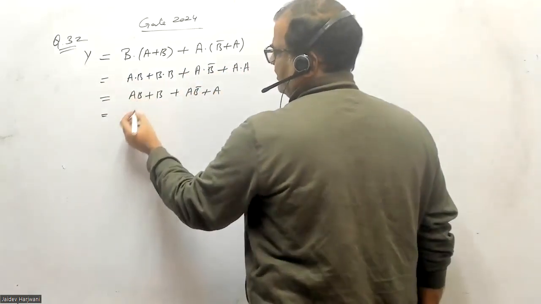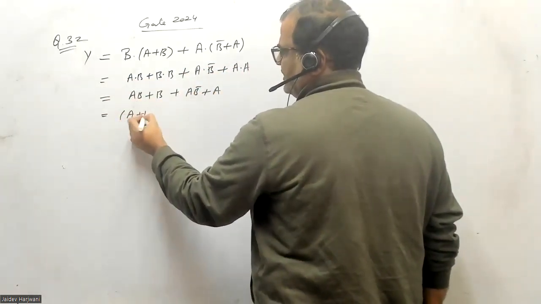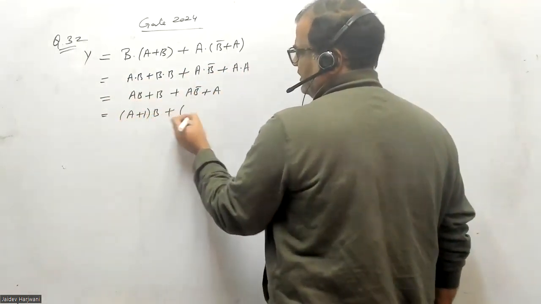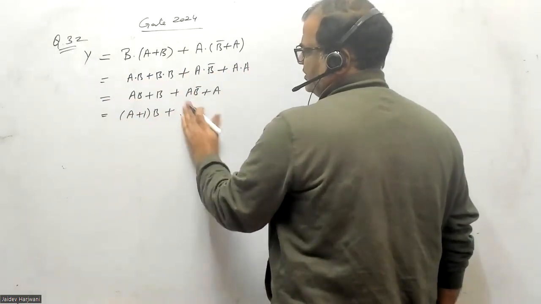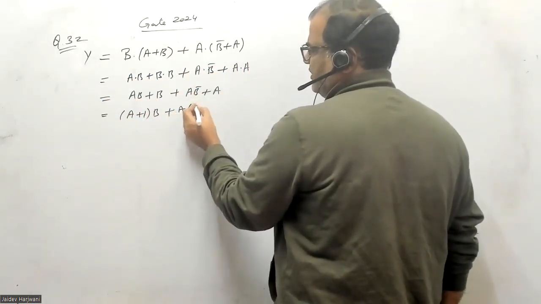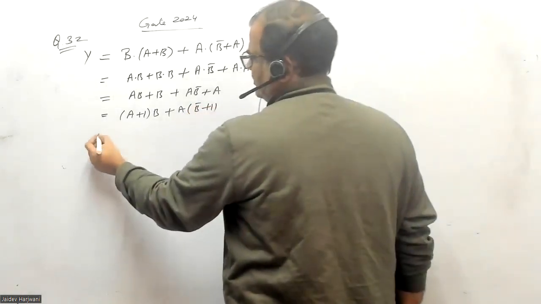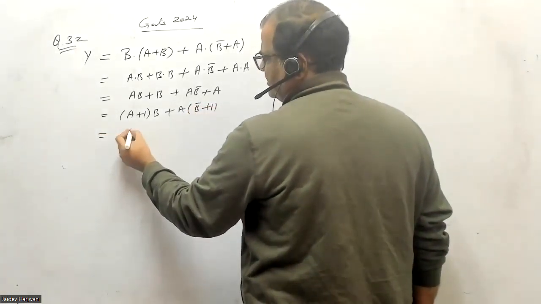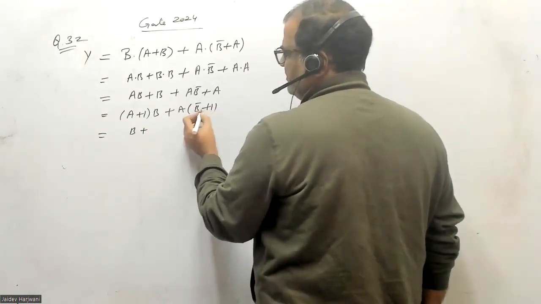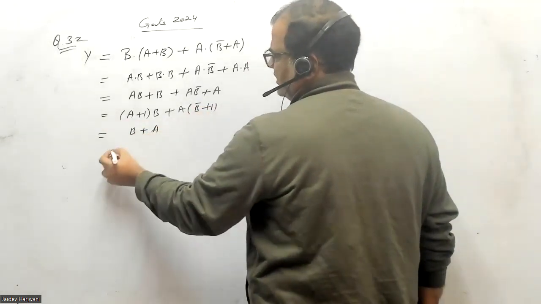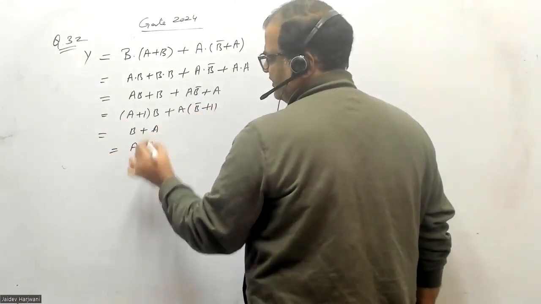Now if I take B common, this will give me A plus 1 B, and further if I take A common, this will give me B bar plus 1. Now A plus 1 is anything is 1, so this becomes B, and similarly B bar plus 1 is also 1, so this becomes A. So I got A plus B.